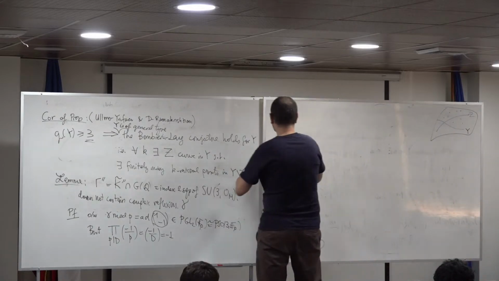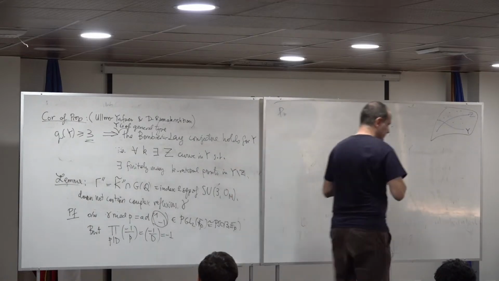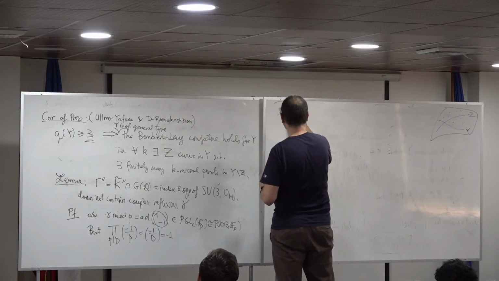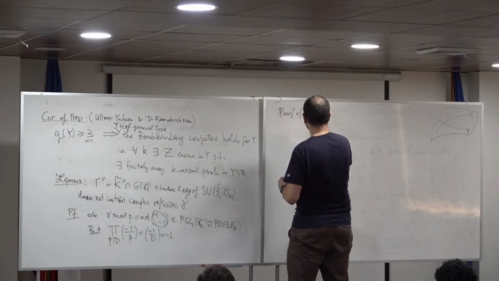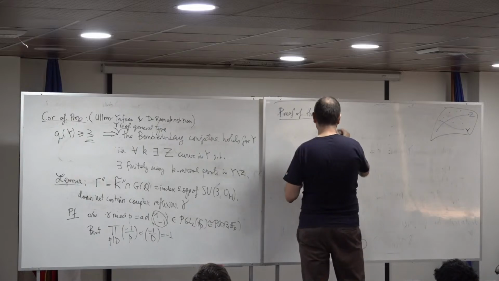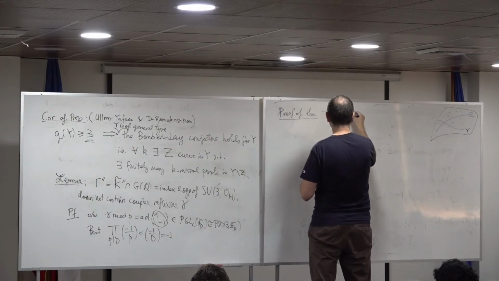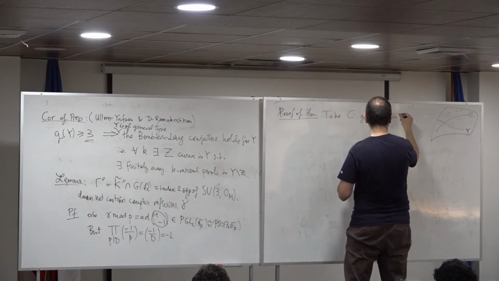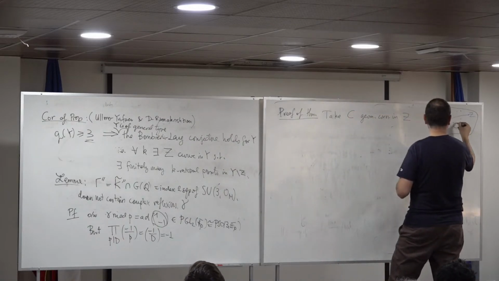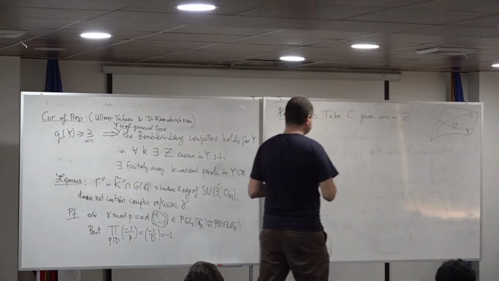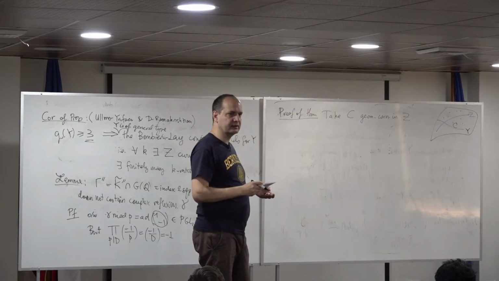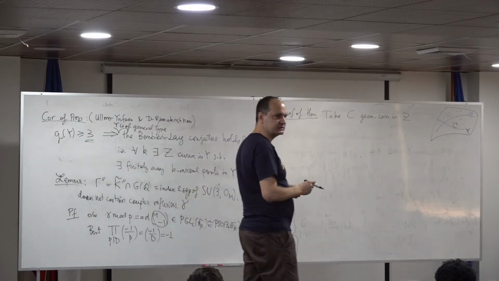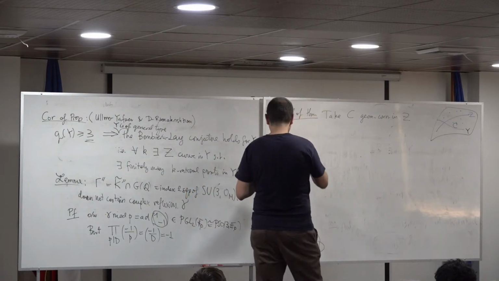So, proof of theorem. Take C, geometrically connected, in Z. So in this exceptional divisor, let's take a curve C. If C has genus at least 2, then there are only finitely many k-rational points on it. But we don't know that. It can very well be a genus 0 or 1 curve.